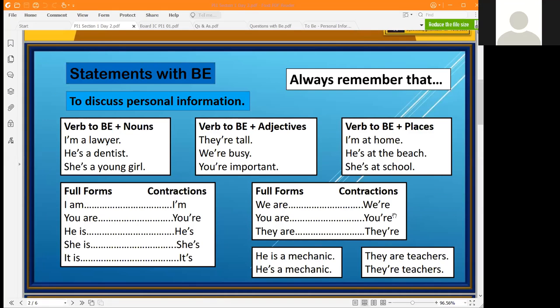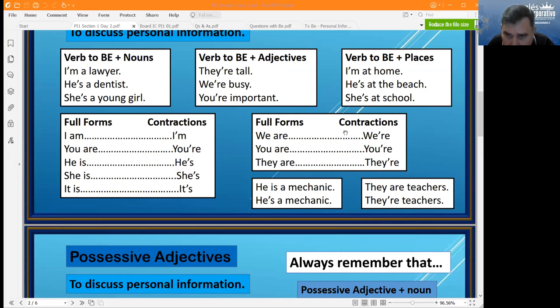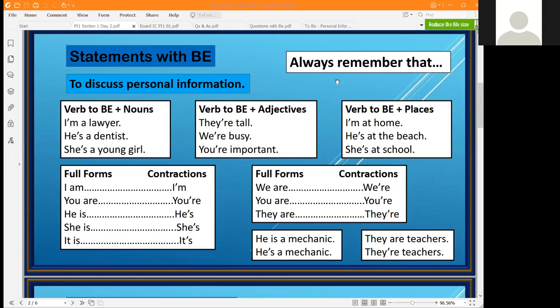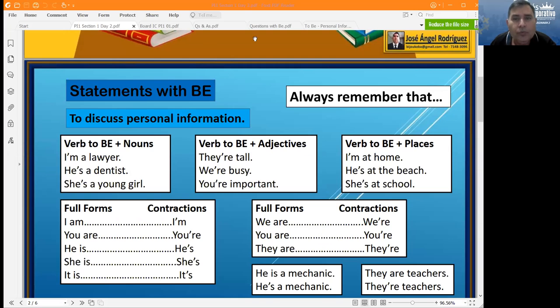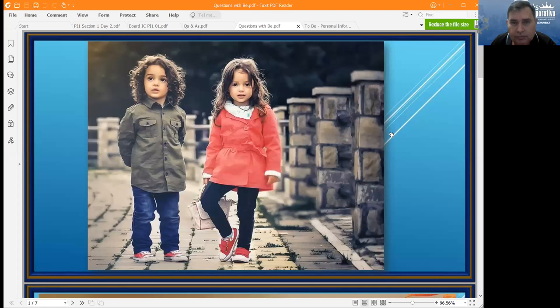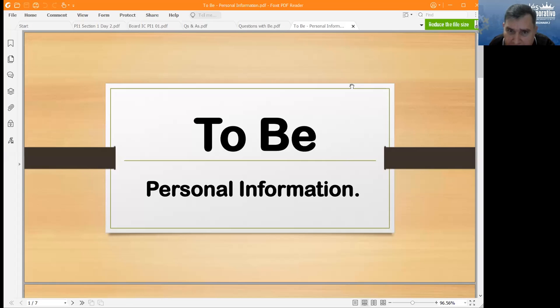Now we say, he is a mechanic, contracted, he's a mechanic. They are teachers, contracted form. Okay, now this is talking about the forms that we use, the complete form versus the contracted form. We're going to be working on these things. We're going to begin with personal information. To be and personal information.